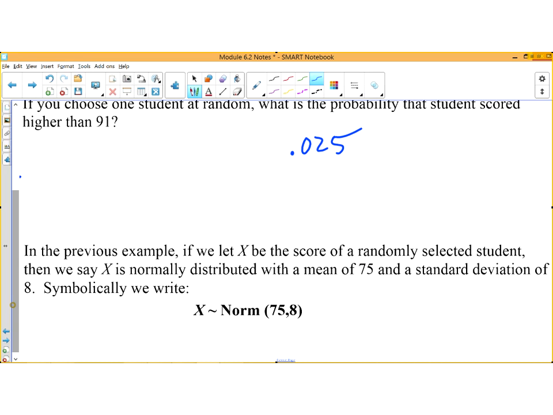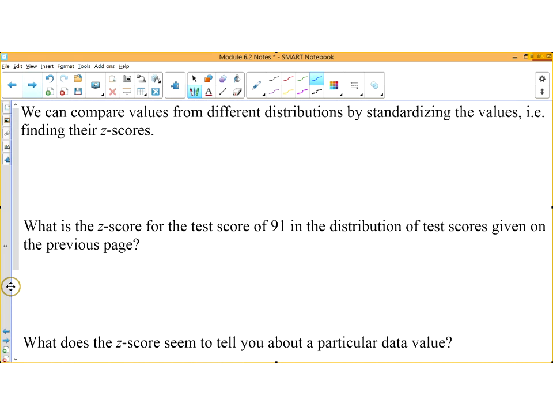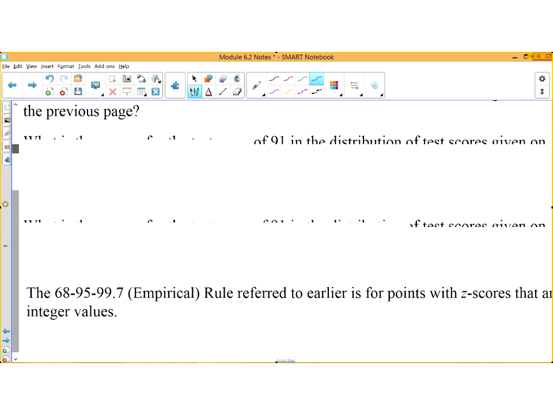And then there's a little symbolism here. I don't use this too much, but it's a nice, handy shorthand. If we introduce a random variable x, the score of a randomly selected student, then we say x, with that little tilde, is distributed normally with a mean of 75 and a standard deviation of 8. The first number is the mean, and the second is the standard deviation.